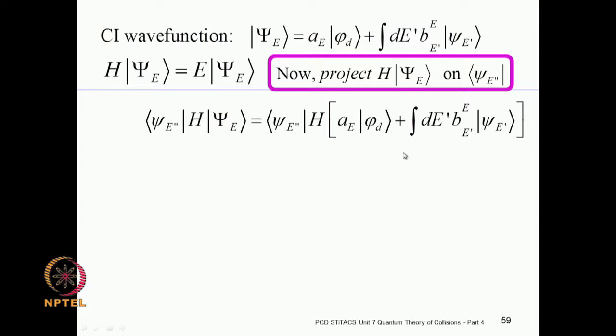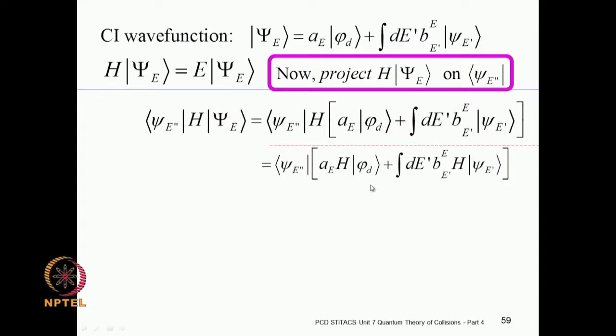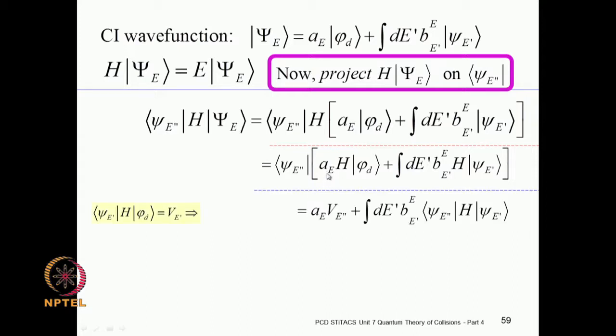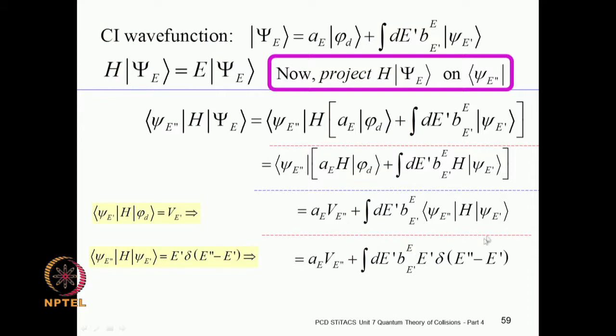Okay, so now what do we get? We look at each term separately. A_E we can pull out as a factor, and then you have the matrix element of H between psi and phi_d, which is nothing but V_E. So from this term we get A_E V_E, and likewise from this term we will get a Dirac delta, because these two states are in the continuum.